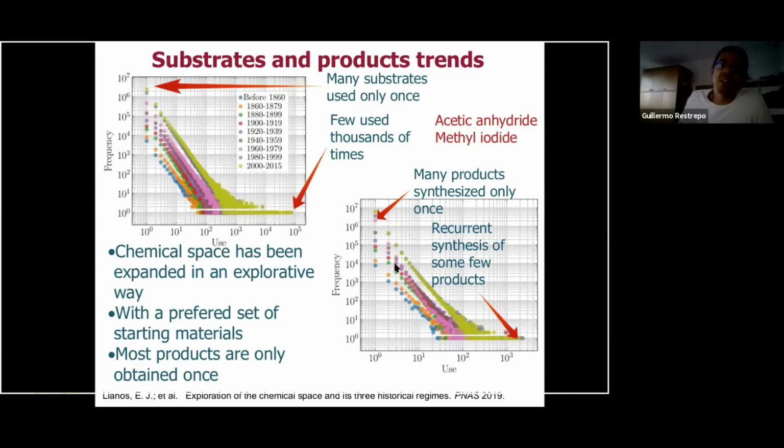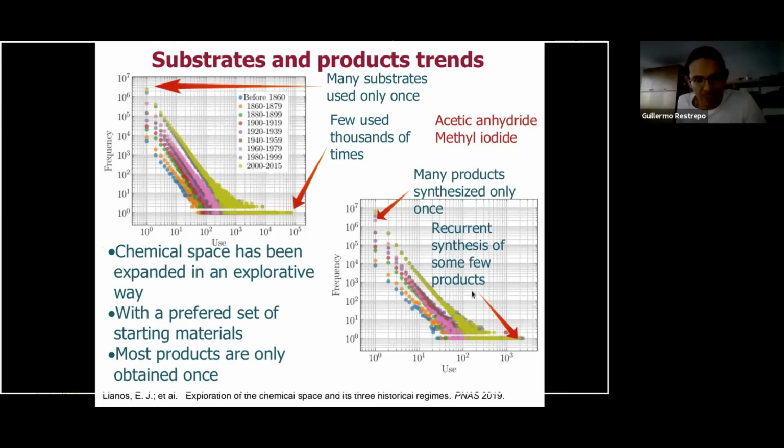And from the side of the products, we also have the same pattern. We see that many products have been synthesized only once. If you work in a laboratory, for example, doing your PhD on organic synthesis, you synthesize your product, you publish the result, but you never go back to the same product. It's something like trying to populate the chemical space.